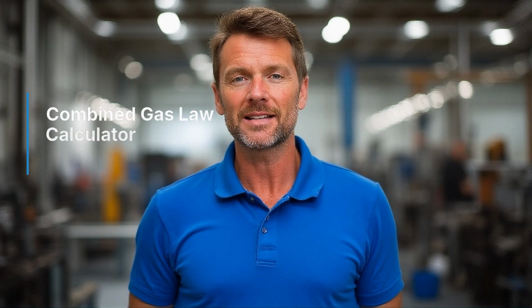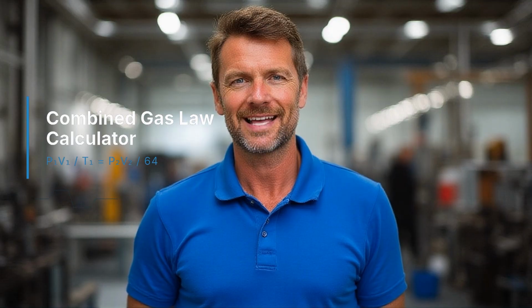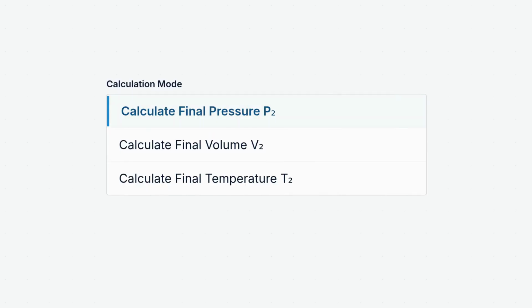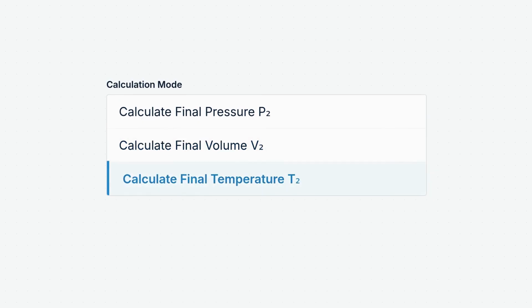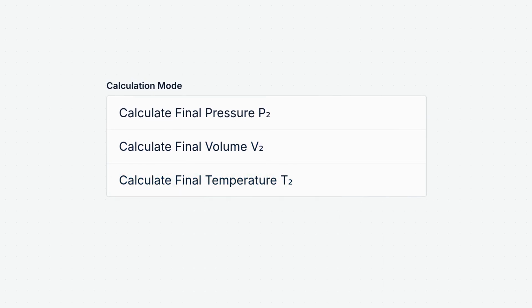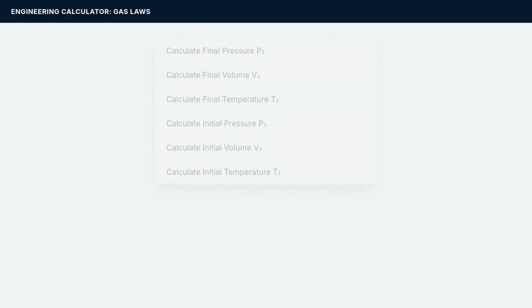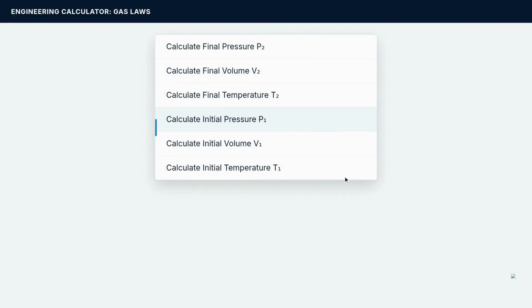This is the combined gas law interactive calculator, which solves for any unknown variable when a gas undergoes changes in pressure, volume, and temperature. The calculator has a drop-down menu for calculation mode with 6 options. Calculate final pressure P2. Calculate final volume V2. Calculate final temperature T2. Calculate initial pressure P1.